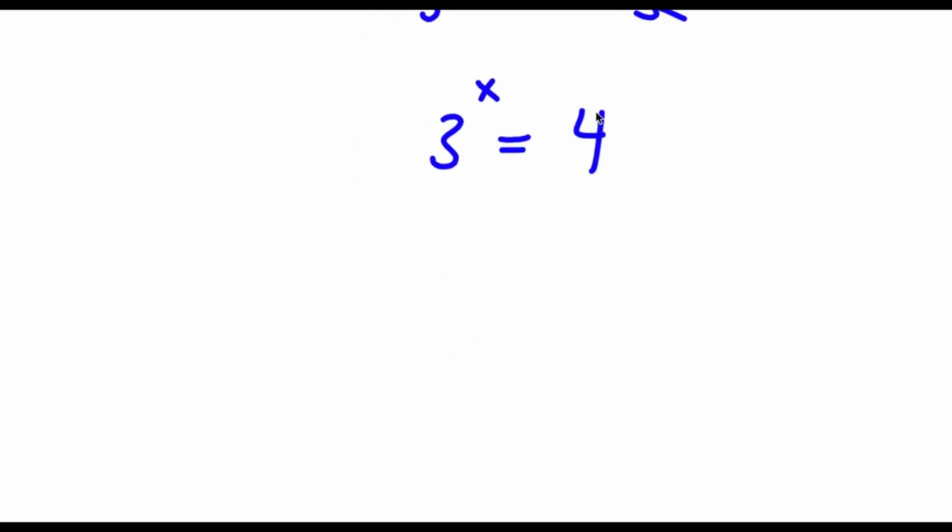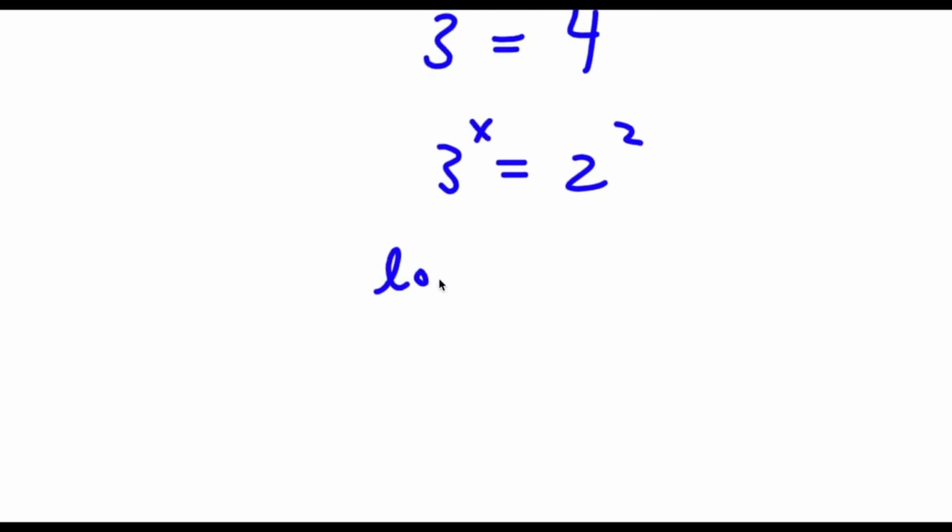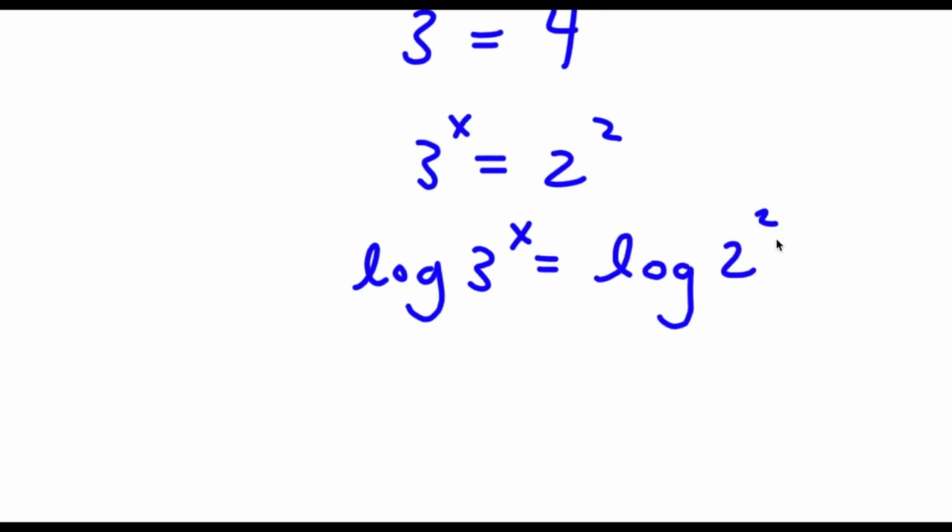Now 4 here is the same thing as 2 to the power of 2. Now if I take the log on both sides, I have log 3 to the power of x is equal to log 2 to the power of 2.